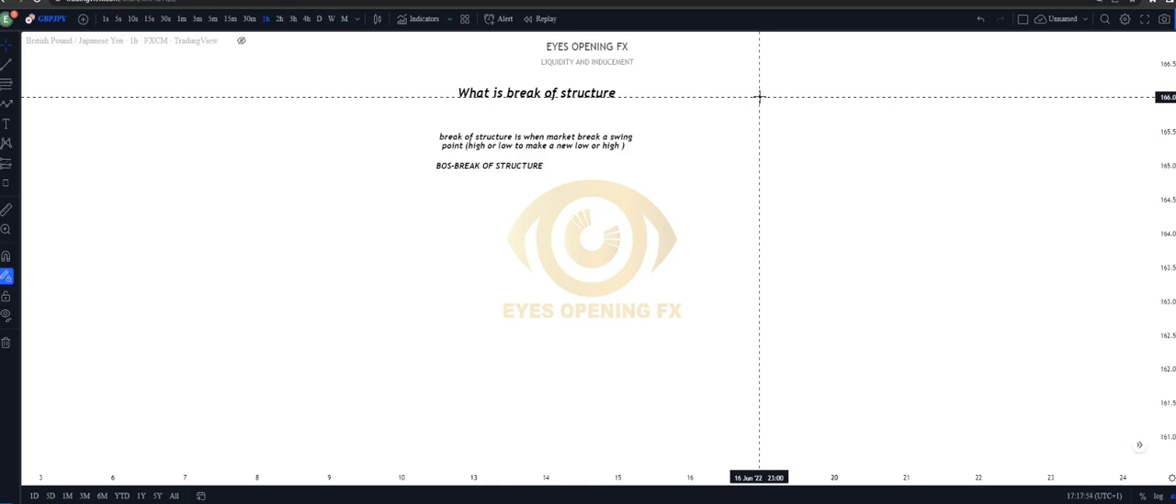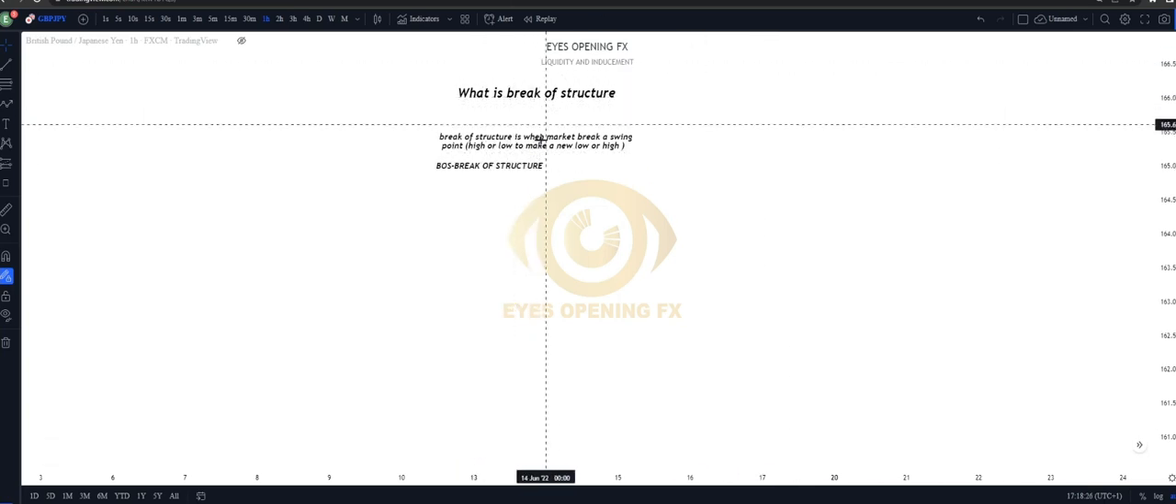From the previous series, we were able to understand what we call a bullish and bearish trend. We said when the market is creating a series of up moves, we call it a bullish move. A series of swing points to the downside, we call it a bearish move. So today we'll be explaining what we call a break of structure. BOS means break of structure. That is the simple idea of break of structure.